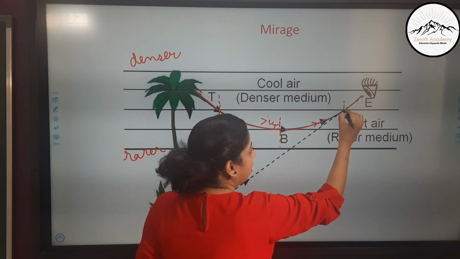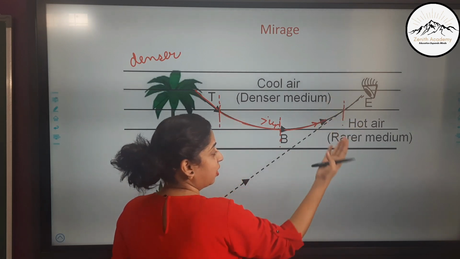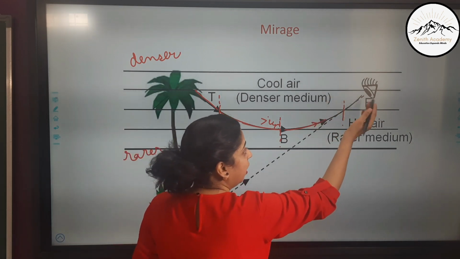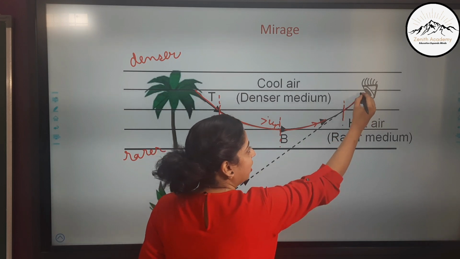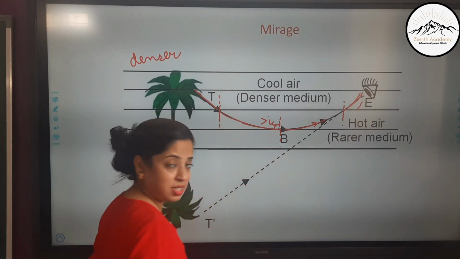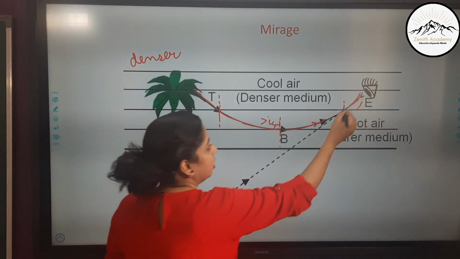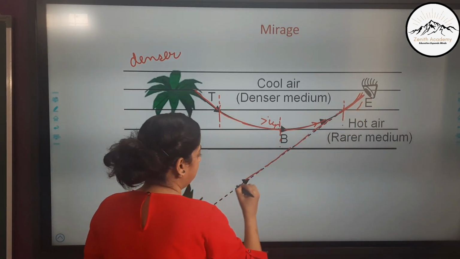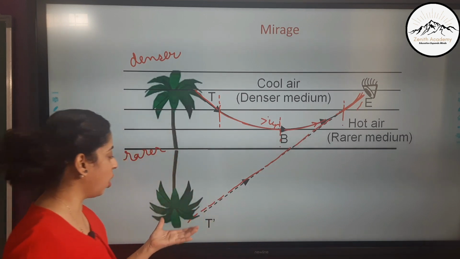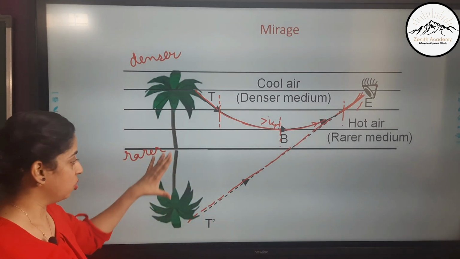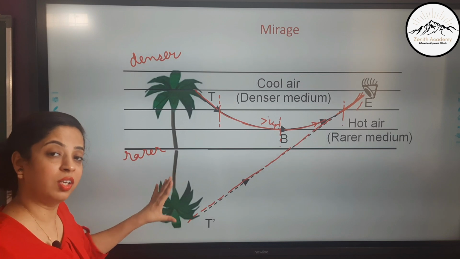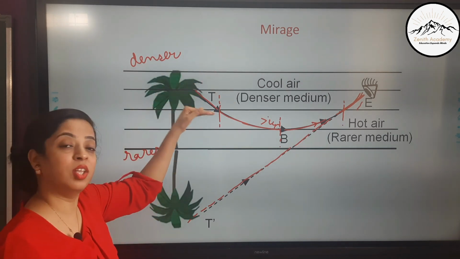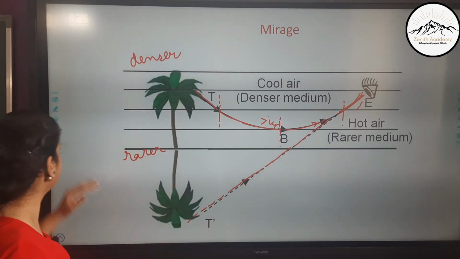Here again, if I draw a normal, if the ray is entering from a rarer to a denser medium, it will move towards the normal. That is why it will bend like this and enter into our eyes. And when the ray entering into our eyes is produced back, it appears to have come from here. So that is why we are able to see an inverted image, due to the difference in the optical density of the layers.